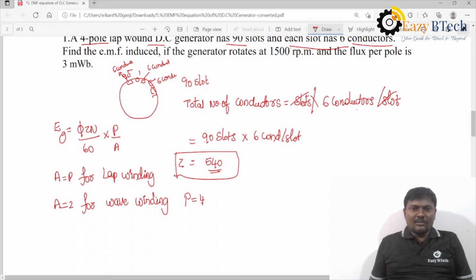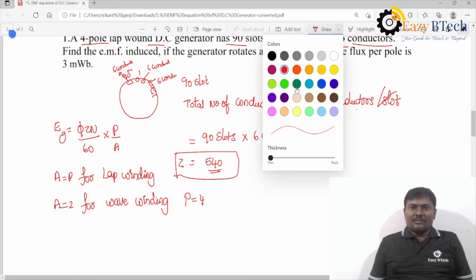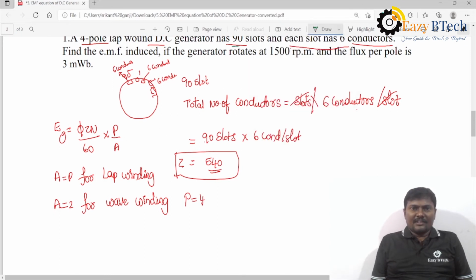So in this problem, if you observe, the number of poles is 4, and the speed of the armature or the generator is 1500 rpm. The question is to find the EMF induced.